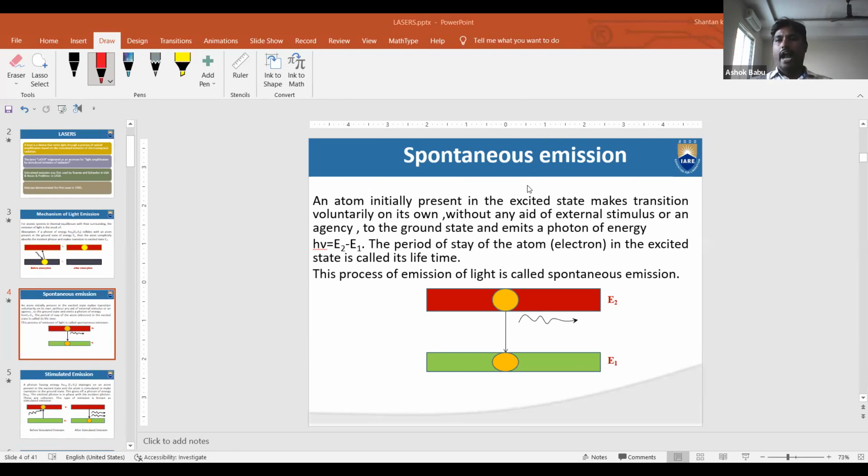So this is an excited atom. It is not permanently in the excited state. It stays for a particular time, and that is called the lifetime.